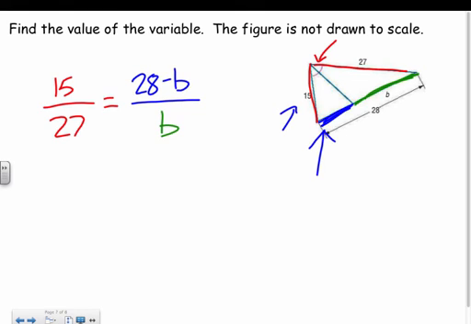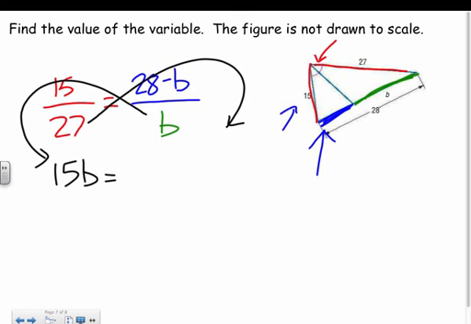So that's the part that you got to watch out for. It's not 28 over B. I'll see a lot of that. But remember that the angle bisector splits it into those parts, right? So I'm not using that whole side of the triangle. And then it's our cross product with here as well. So 15 times B, 15B, and 27 times 28 minus B. Don't forget that you have to distribute.